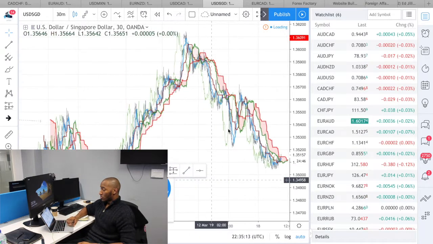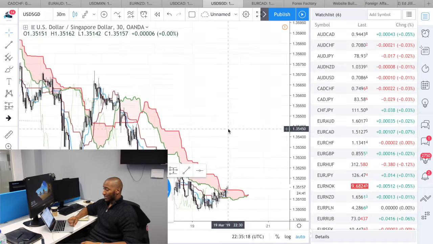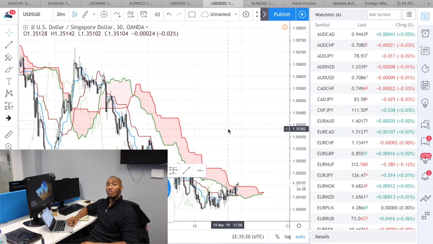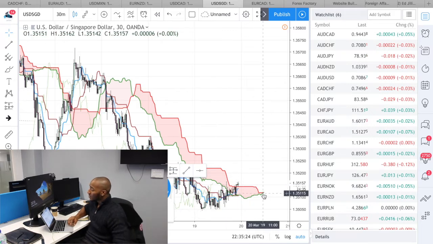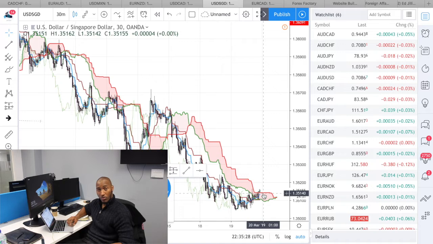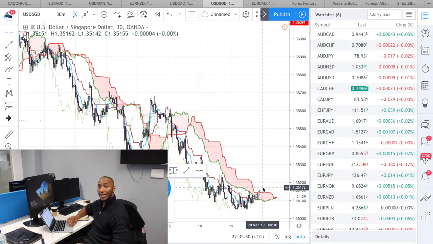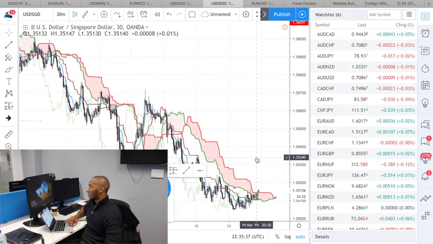However, when we do dive into the 30-minute chart, we can also see that it has broken above the Ichimoku cloud. So at this point now, this would be the time to close this trade, because there is no point in staying in any short position once the candlesticks have risen above the Ichimoku cloud.